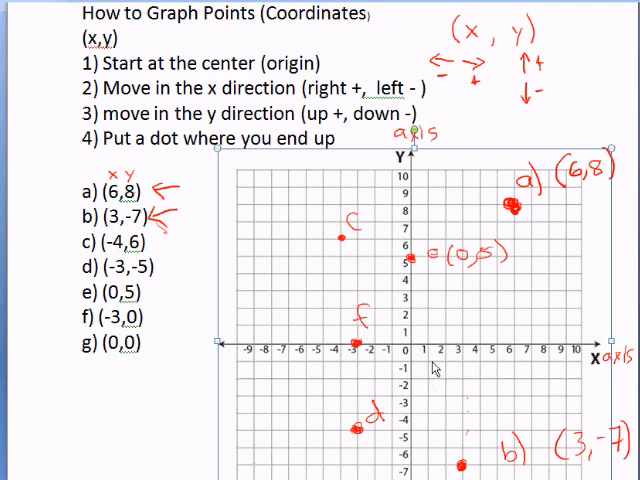And finally G, the coordinate 0, 0. Start at the origin, go right 0. That means we stay where we're at. We go up or down 0. That means we stay where we're at. 0, 0, the origin is just right where we began. This is how you graph coordinates.